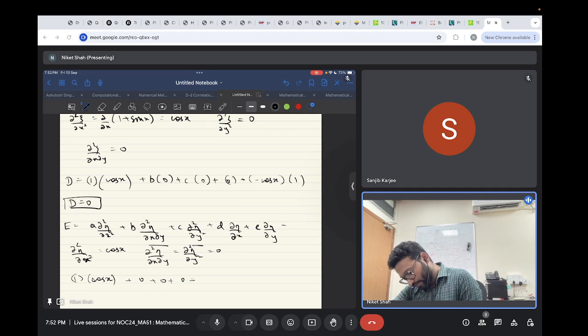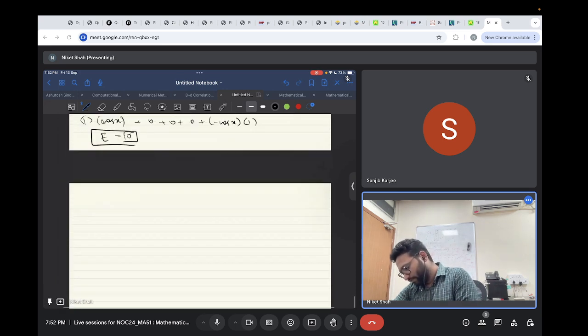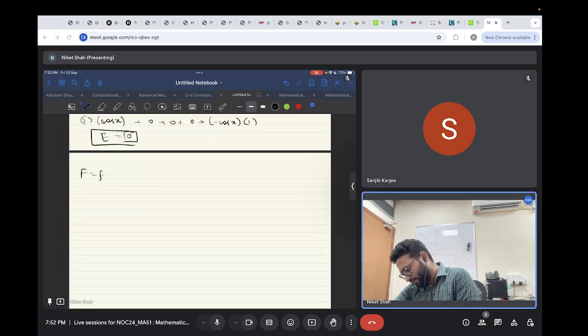D is also 0 plus E into del eta by del y, minus cos x, into 1, is also equal to 0. E is also equal to 0. Capital F is just small f, which is 0. Capital G is equal to small g, which is equal to 0.